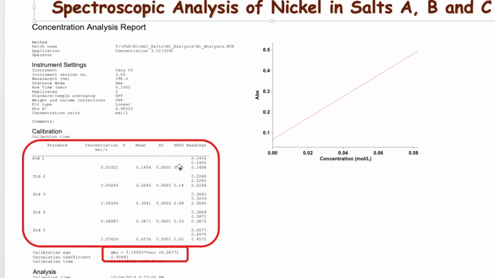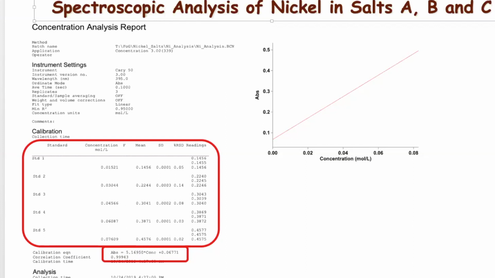When you're measuring these things, it gives you the concentration directly based on the absorbance that it measures. These are the absorbances that it measures, and it averages a concentration. Standard 2 is 0.03044. Standard 3, 0.054566. Standard 4 is 0.6087. Standard 5, 0.07. So this is the line that's generated from this calibration curve.